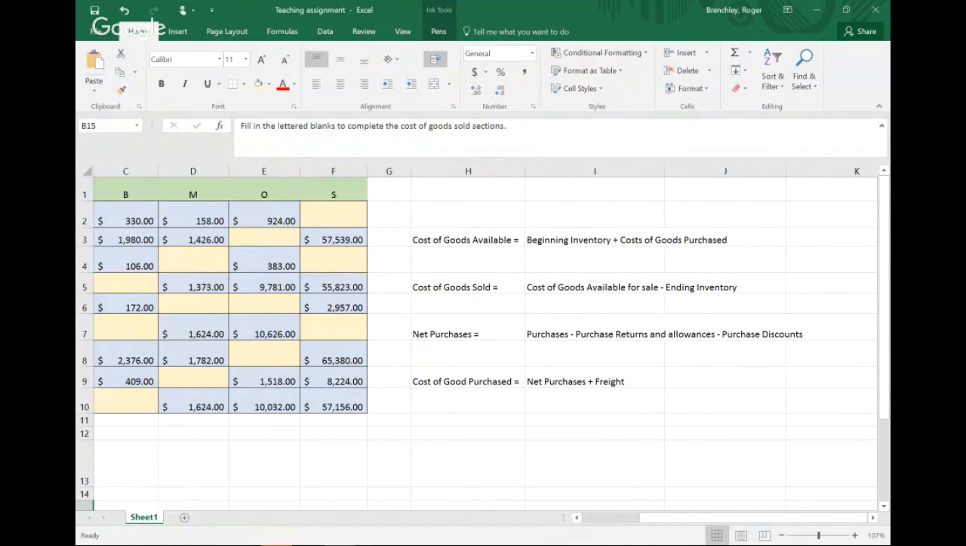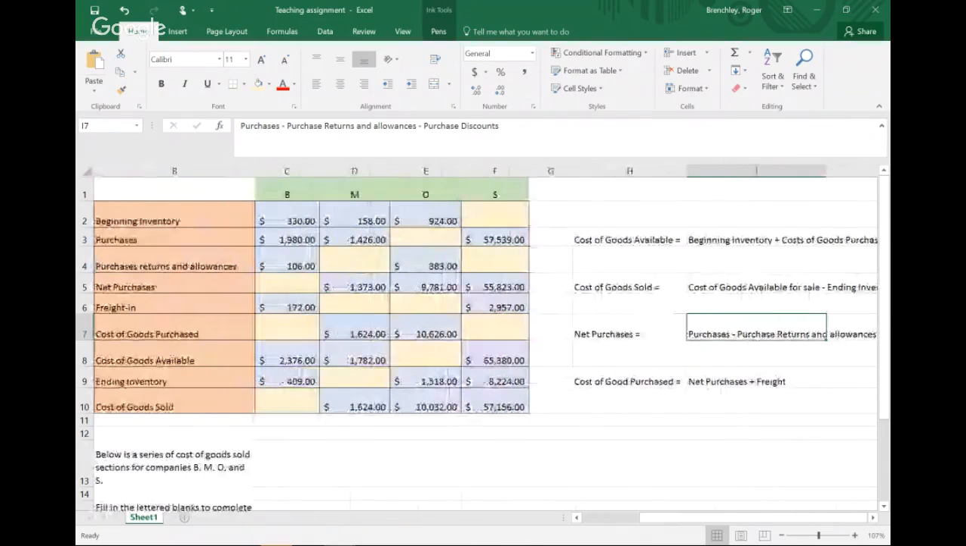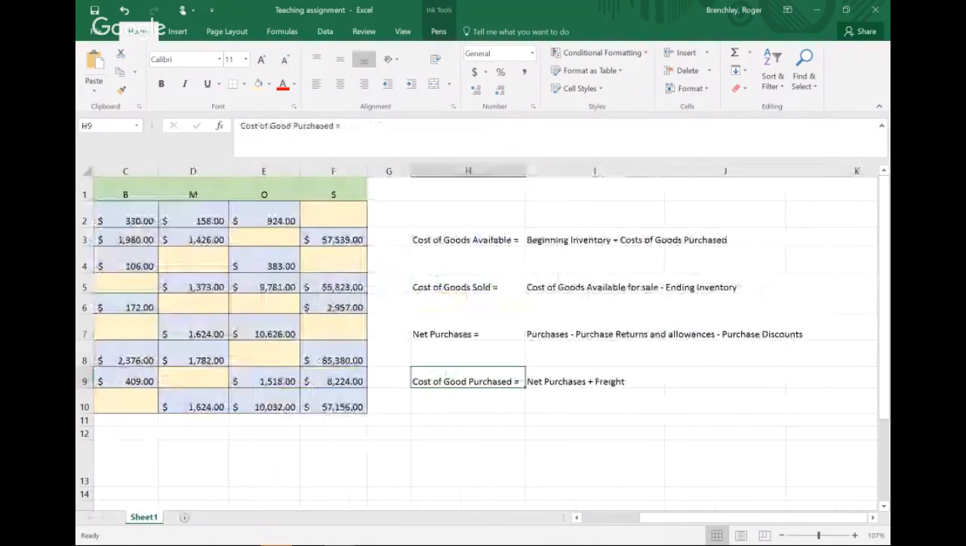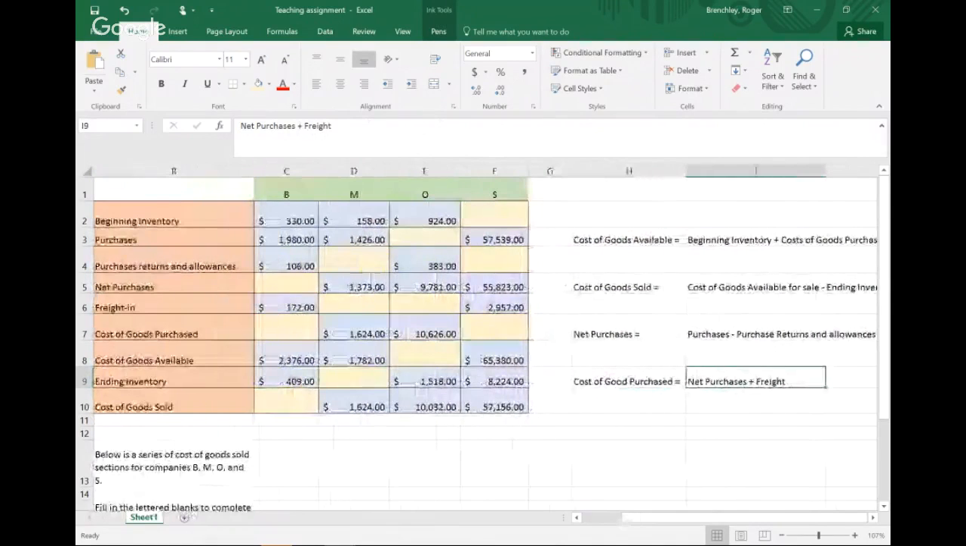So you've got the cost of goods available, which equals the beginning inventory plus the cost of goods purchased. Cost of goods sold equals the cost of goods available for sale minus the ending inventory. Net purchases equal the purchases minus purchase returns and allowances, and minus purchase discounts, which we don't have in this one, I believe. And cost of goods purchased equals the net purchases plus the freight. So if we have these formulas, we can figure out all the stuff that we need to.